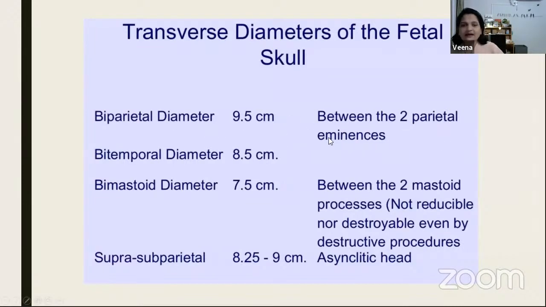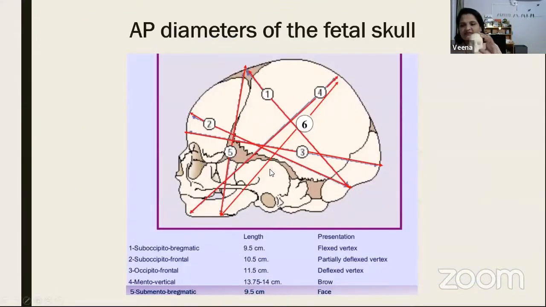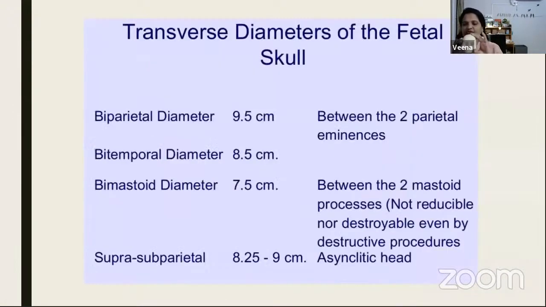Okay. But there are other transverse diameters also, the bitemporal, between the two temporal bones here. And then we have bimastoid, between the two mastoid processes. And we have supra subparietal, where, we spoke about this in the previous slide. You remember the flexion extension? This is basically flexion extension like this. This movement is what we spoke about. But here, the next slide, the transverse diameter will vary depending on the lateral flexion of the head. Can you see this? Okay.